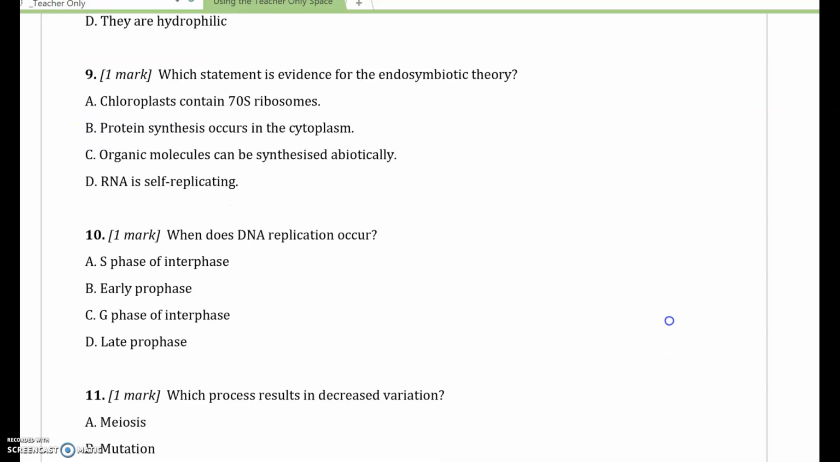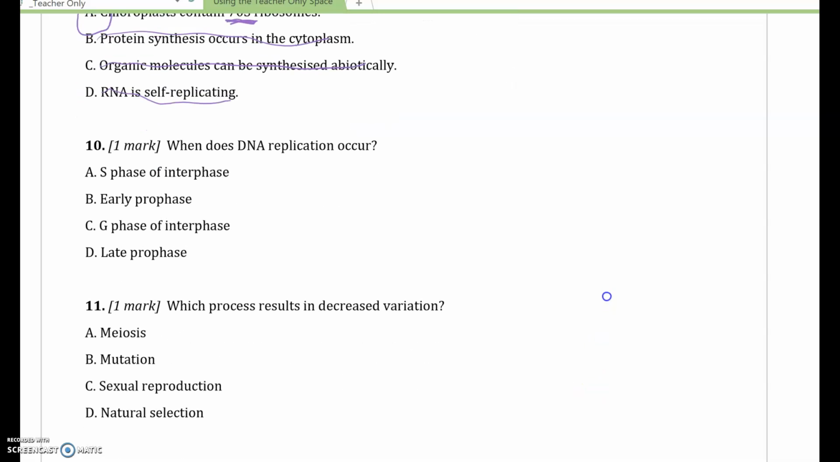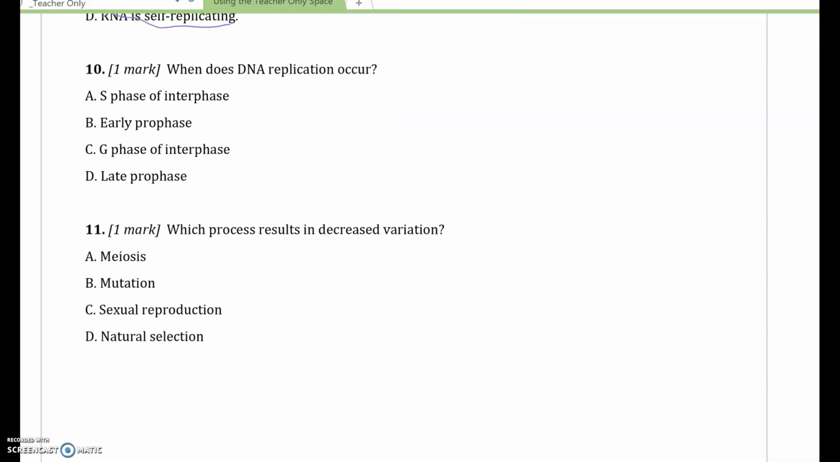Question number 9. Which statement is evidence for the endosymbiotic theory? So what are the things which will tell us that this big cell came and engulfed the bacterial cells? So nothing about RNA, nothing about organic molecules, nothing about protein synthesis. The critical thing here is that the chloroplast contained the 70S ribosomes, because it's the 70S ribosomes which are a prokaryotic feature. So then question 10, when does DNA replication occur?